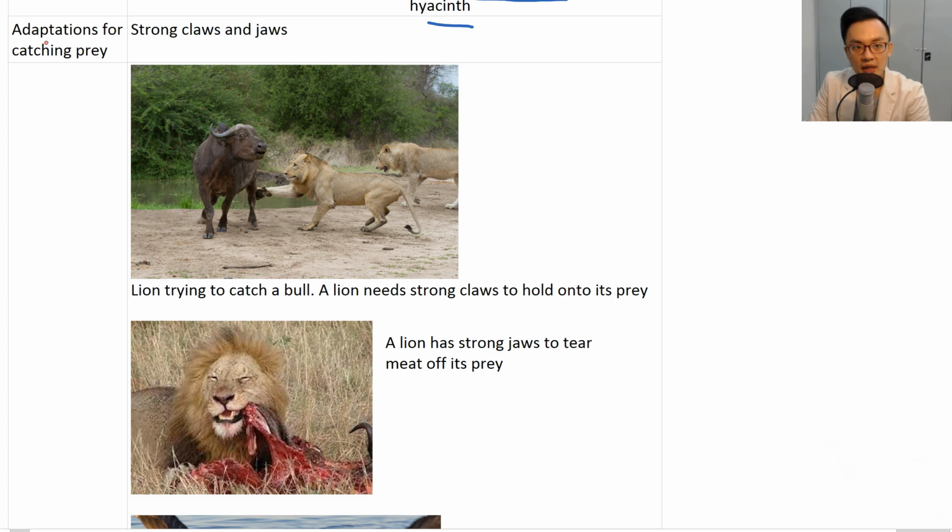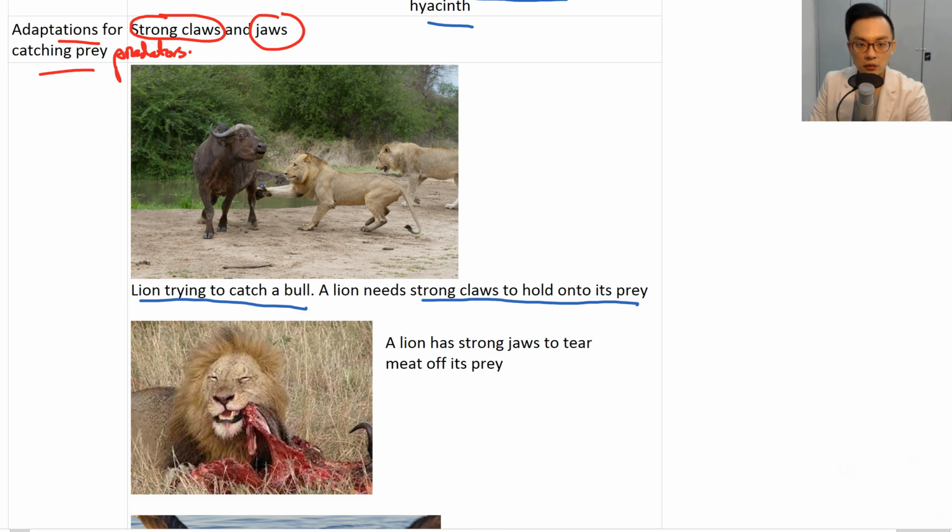Now let's look at the adaptations for catching prey by predators. Remember, predators catch prey. So these adaptations I want to talk about are strong claws and jaws. Let's take a look. A lion is trying to catch a bull. A lion needs strong claws to hold onto its prey. So they have strong claws over here, and these are very muscular and strong, so that they can catch and hold on to the prey.